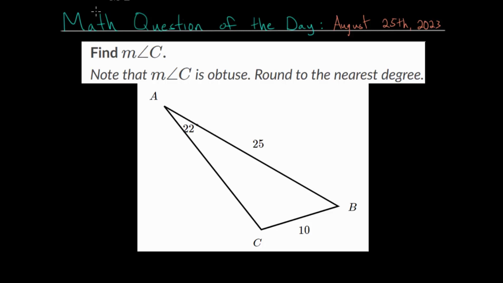In this video, I'd like to talk about the math question of the day for Friday, August 25th, 2023. And with this problem, we need to find the measure of angle C with the knowledge that angle C is obtuse. And from there, we'll just round it to the nearest degree. And questions like these are typically seen in either pre-calculus classes or in trigonometry classes.